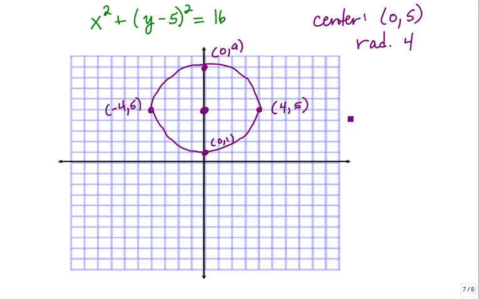Now what's the domain and range? So from left to right, it's from negative 4 to 4. And from bottom to top, it would be from 1 to 9.